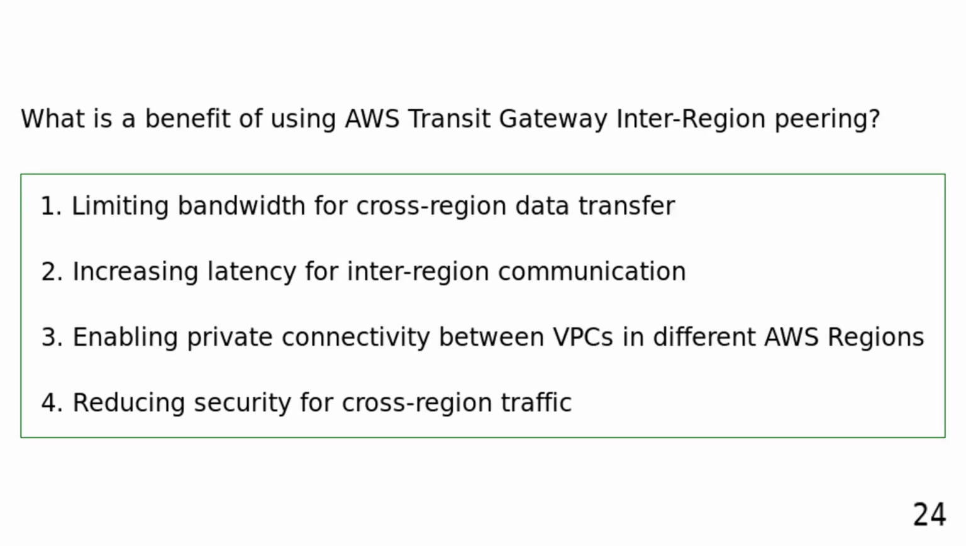What is a benefit of using AWS Transit Gateway inter-region peering? Limiting bandwidth for cross-region data transfer. Increasing latency for inter-region communication. Enabling private connectivity between VPCs in different AWS regions. Reducing security for cross-region traffic.